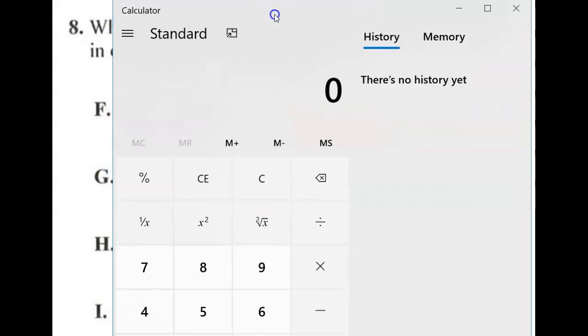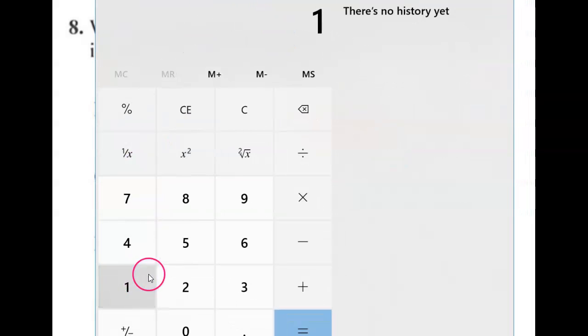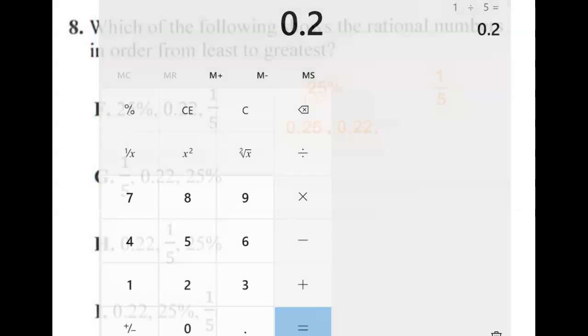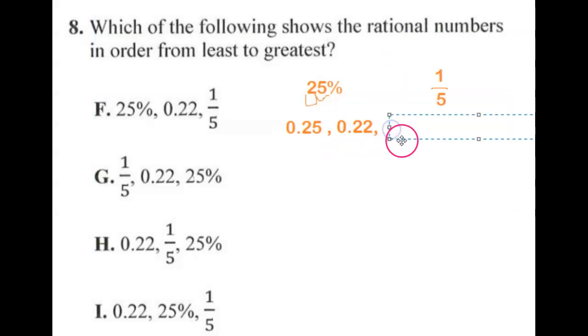So I'm gonna put that in my calculator. I'm gonna say 1 divided by 5 equals 0.2, which is the same as 0.20, right? So now I know this is 0.2. You can add a 0 there if you need to, so it looks a little more even. So now, is this ordered from least to greatest? No, right? Because I have 0.25, which is the biggest number. So I know F is not my answer choice.